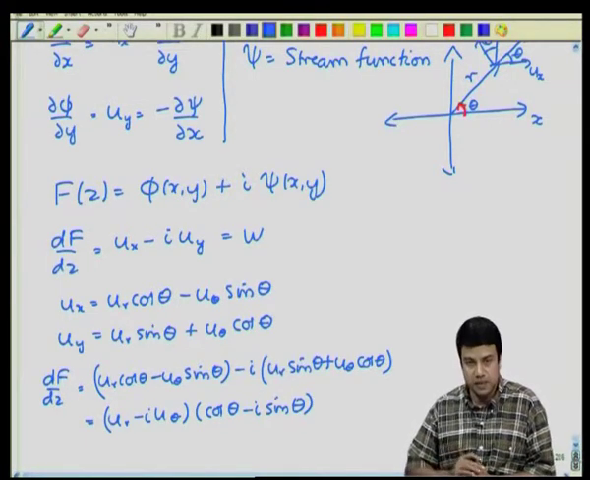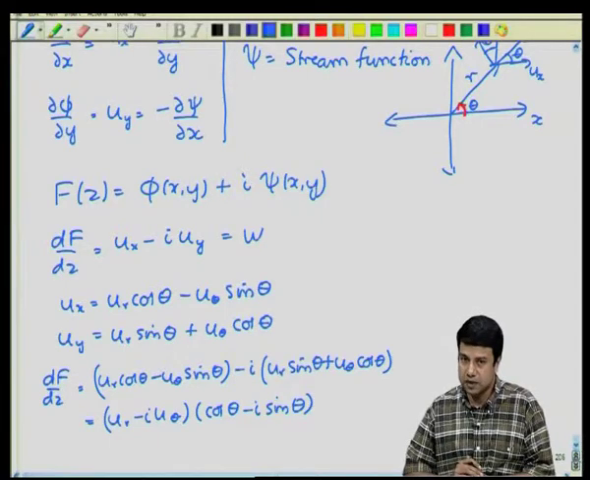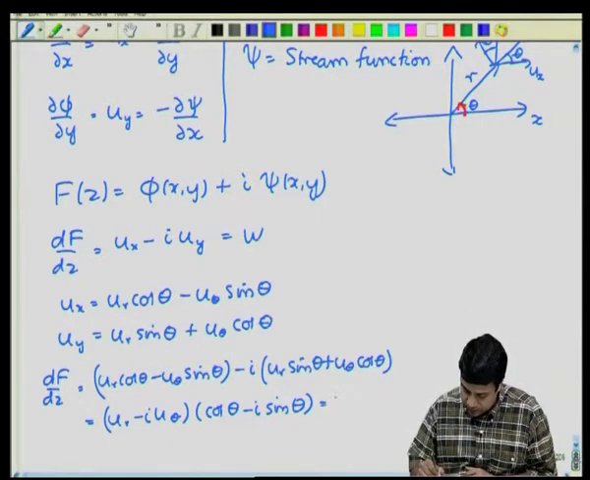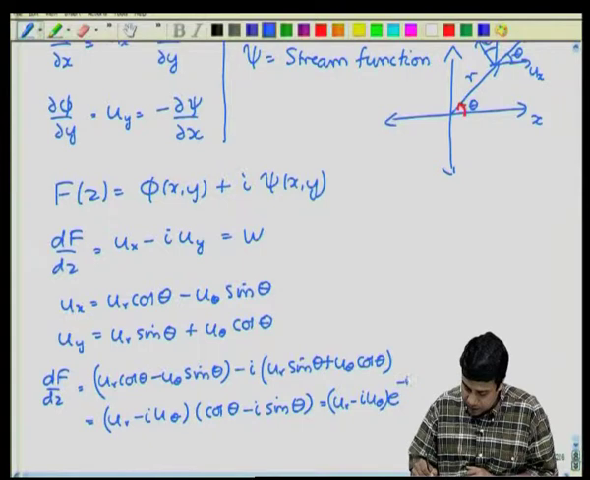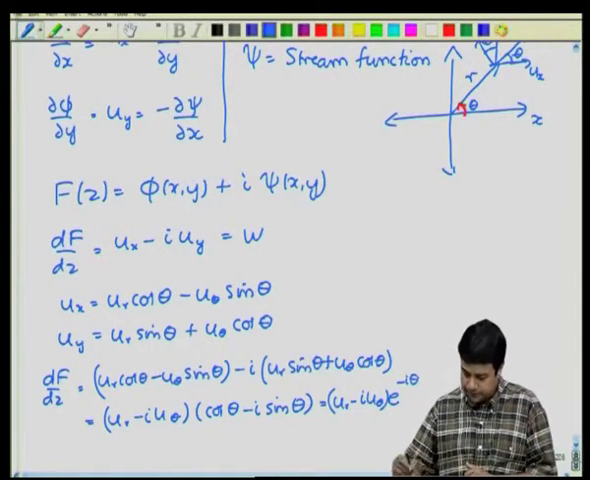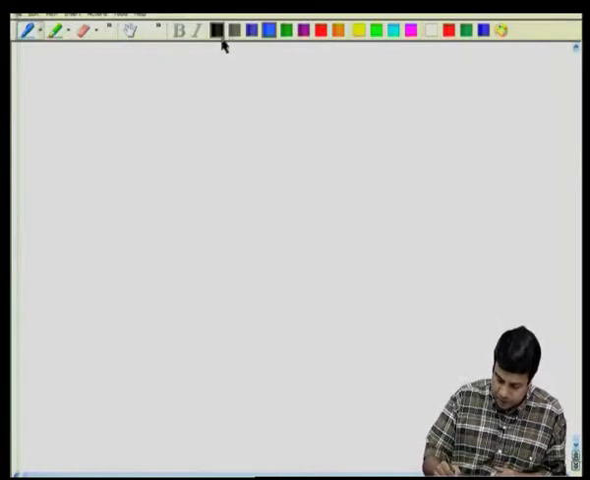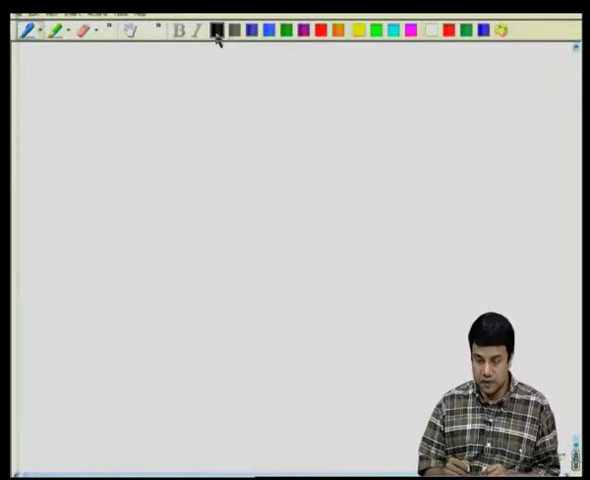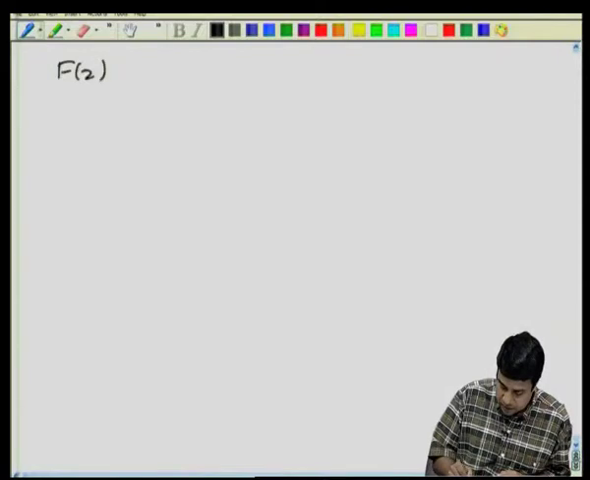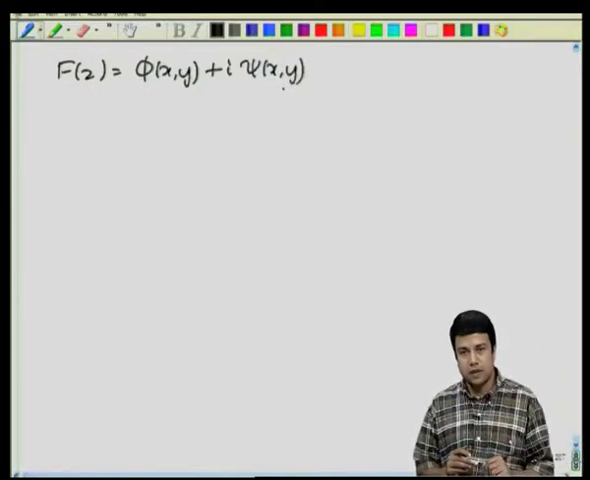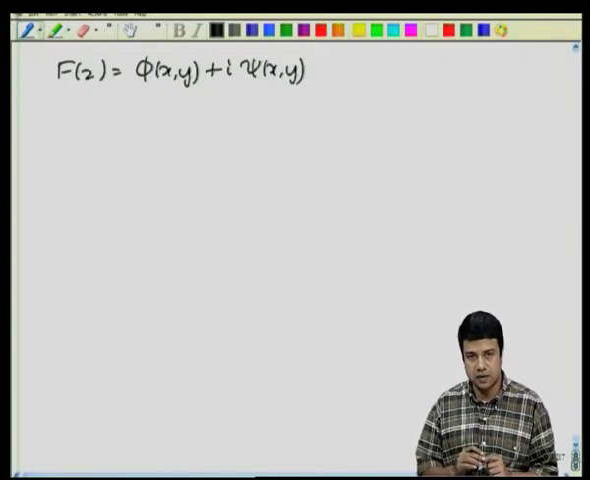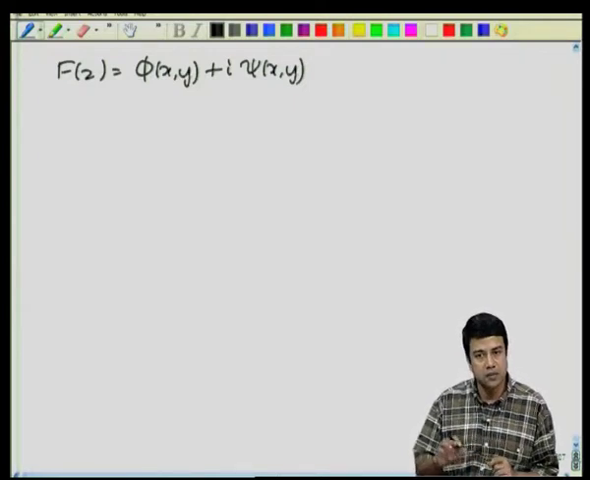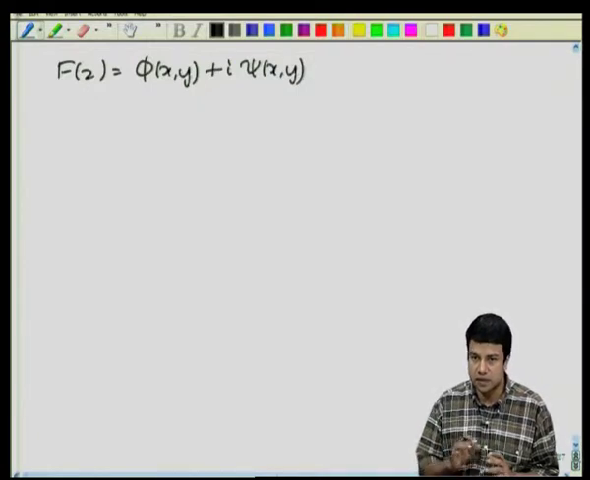And cos theta minus I sin theta is e power minus I theta, so this is equal to u r minus I u theta times e power minus I theta. So, therefore, to summarize, if we have a complex function, f of z is equal to phi of x y plus I psi of x y, we identify phi as the potential function. If this is an analytic function, both phi and psi automatically satisfy Laplace equations.